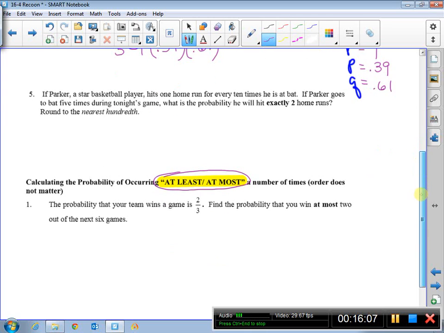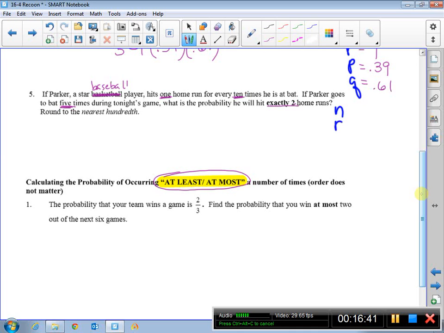Let's set up number 5. If Parker, a star baseball player, hits 1 home run, that's how I know he's a baseball player, 1 home run for every 10 times he's at bat. So there's some numbers here, let's underline. If Parker goes to bat 5 times during tonight's game, what is the probability he will hit exactly 2 home runs to the nearest hundredth?